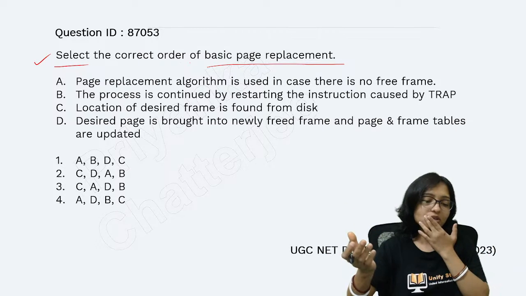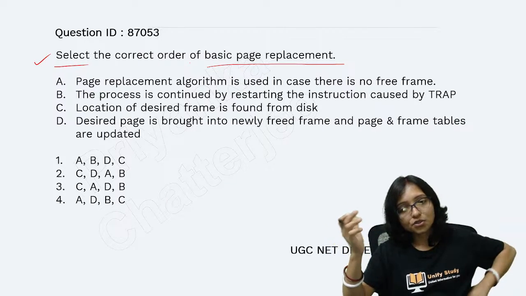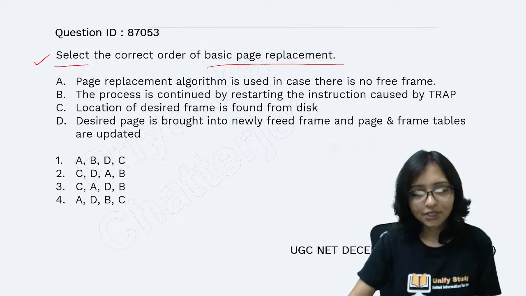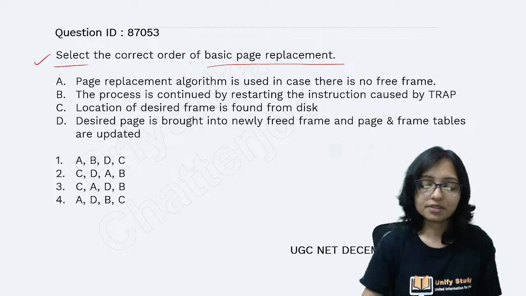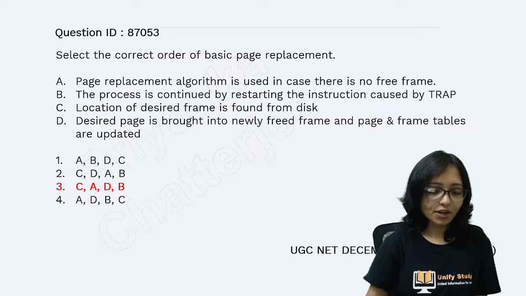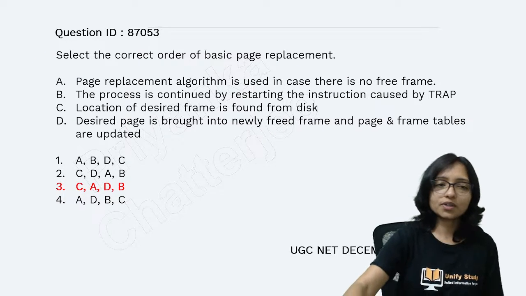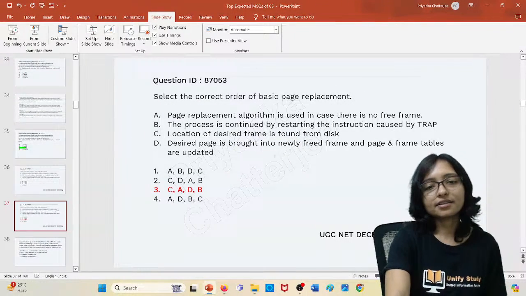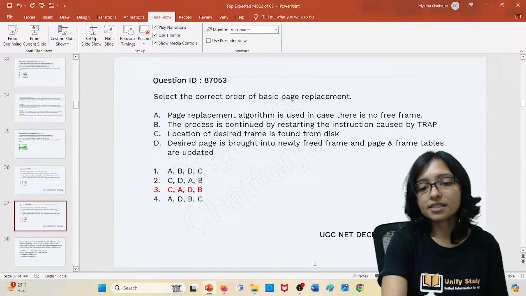43%, 43 students are correct. Remaining students are not marking. How will we pass? Okay. Observe. So here the answer is option 3 and only 46% students are correct here. Why is this the answer and why is option C the correct answer?